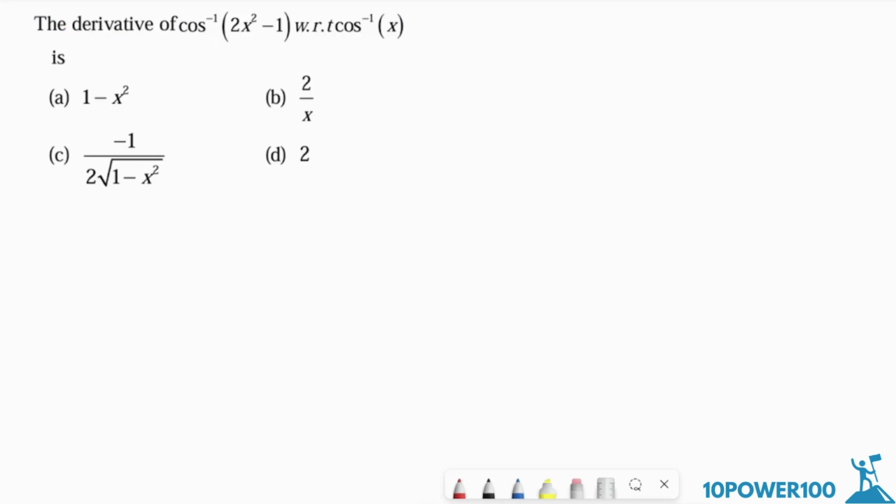Next question, the derivative of cos inverse of 2x square minus 1 with respect to x. Okay, so let's see how to calculate this. So there are two functions. Let's take that as u is equal to cos inverse of 2x square minus 1, and v is equal to cos inverse of x. Now, in place of x, I want to substitute x is equal to cos theta.